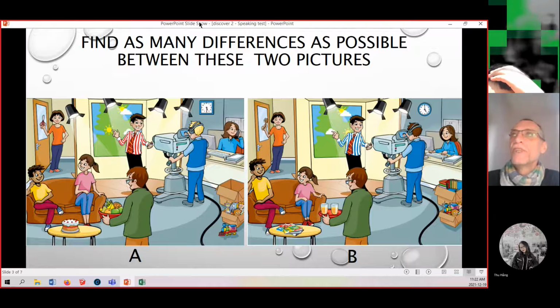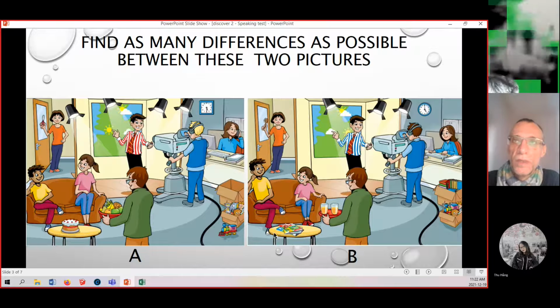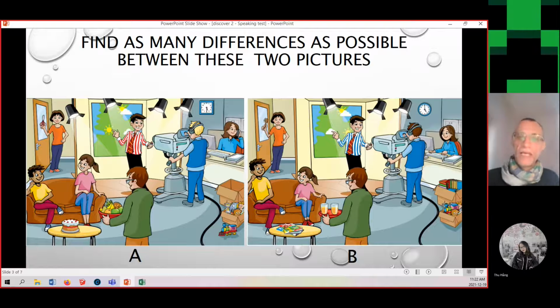In the first part of the test, I would like you to spot the differences between picture A and picture B. So, for example, in picture A, there is a cake on the small table, while in picture B, there are magazines on the small table. Now, I would like you, please, to find 5 or 6 differences between picture A and picture B. Here you go.